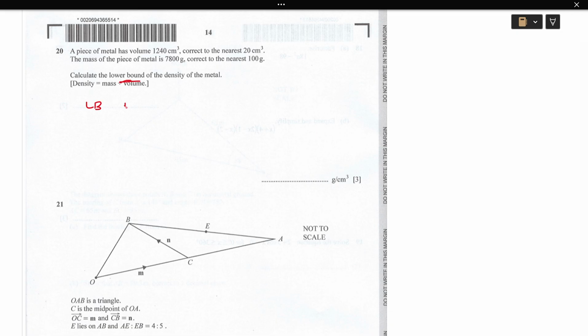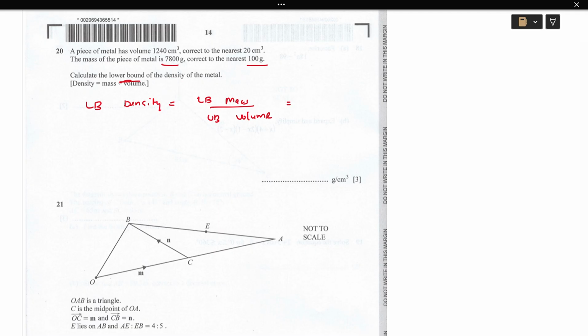So the lower bound of density equals the lower bound of mass over the upper bound of volume. The mass is given to the nearest 100, so we need 50 above and 50 less.